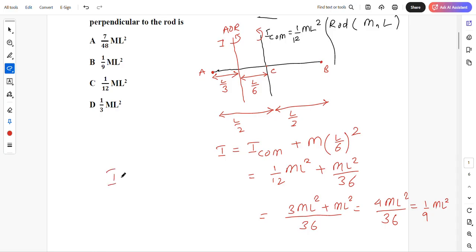I is equal to 1 by 9 m L square is the right answer. Hope you have understood this. 1 by 9 m L square. Let us see the next problem.